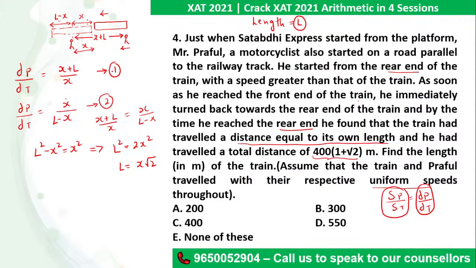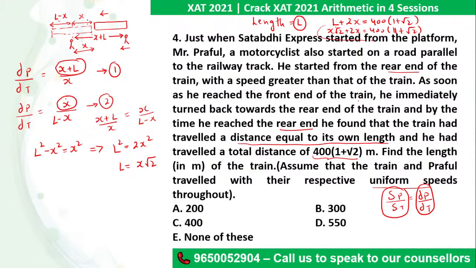So this information is what? The total distance covered by Praful. So we know total distance covered by Praful is the sum of these two. So we know L plus 2x is the total distance covered by Praful, which is 401 plus root 2. In place of L, I can write x root 2. So x root 2 plus 2x is 401 plus root 2.